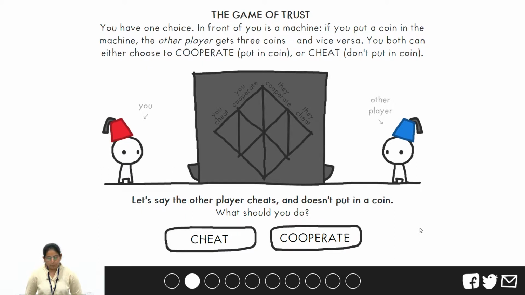And here is our first attempt at analyzing this game. Typically when you play this game, you don't know what the other player is going to do. The machine is standing between you, you have no auxiliary information about the other player, you don't know anything about their character or history, and it's a completely blind situation. But just for the sake of analysis, I'm going to propose that we think about what happens if the other player decides to cheat. What is your best move?